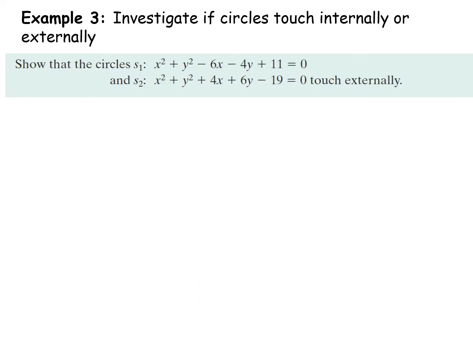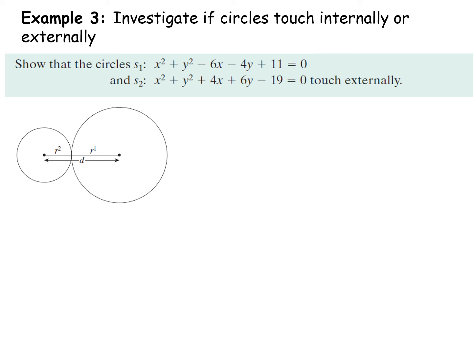Okay, so example 3, investigate if circles touch internally or externally. So both questions can be asked. So this first example will be about touching externally. So show that these two circles, S1 and S2, touch externally. So here's a diagram of what two circles that touch externally look like. We've already said with regards to theorem 20, the corollary of it, that the center of the first circle, the center of the second circle, and the point of intersection are all collinear. They lie in the same line.